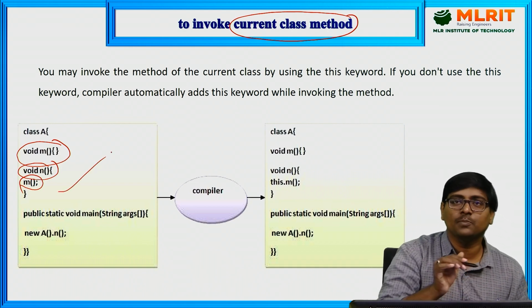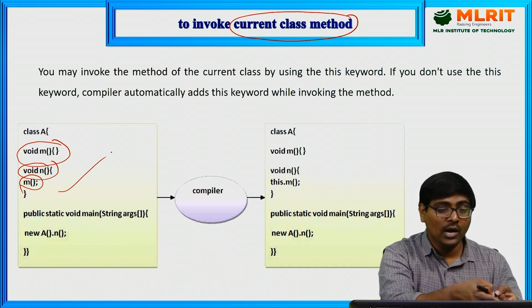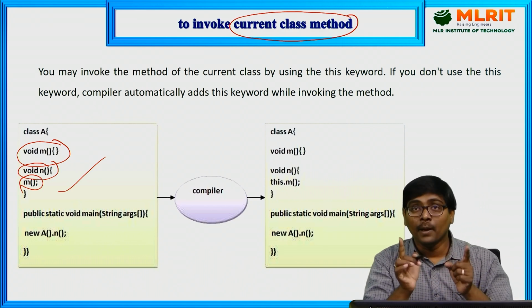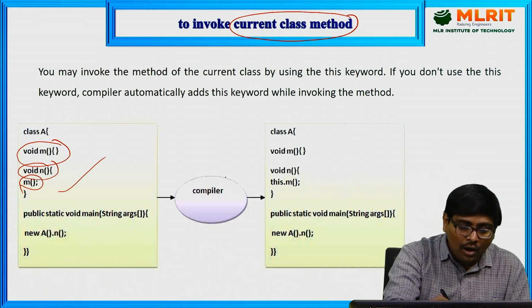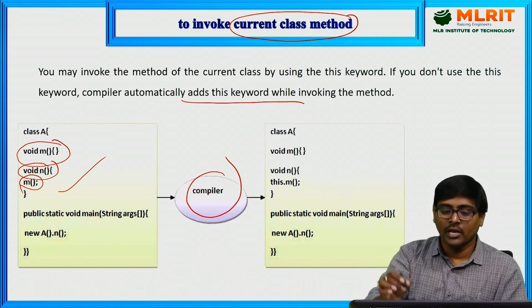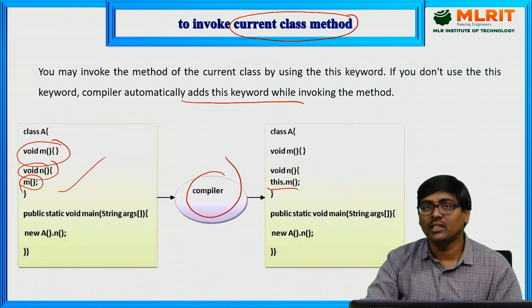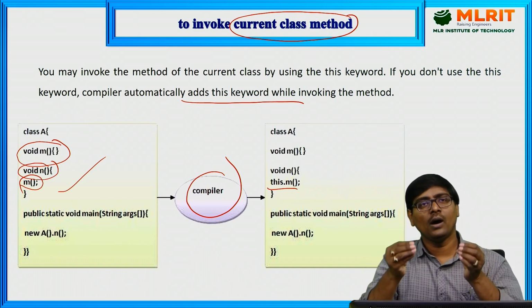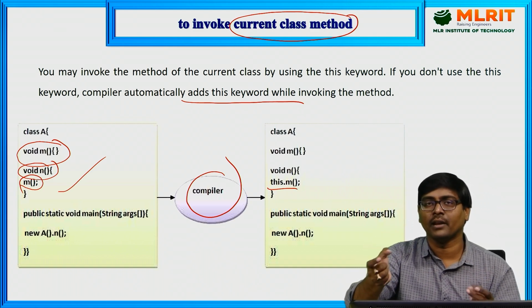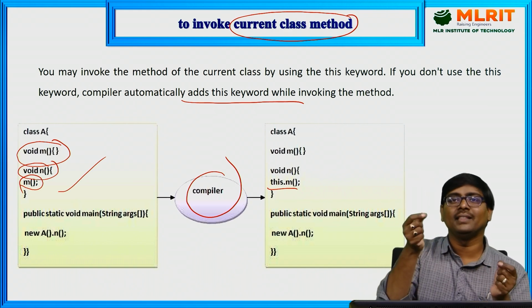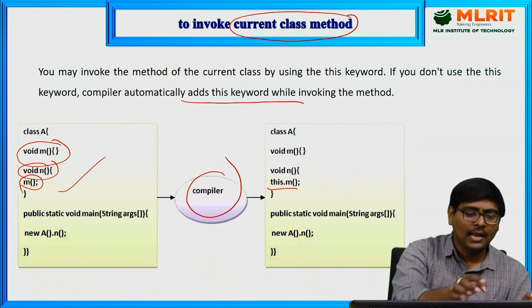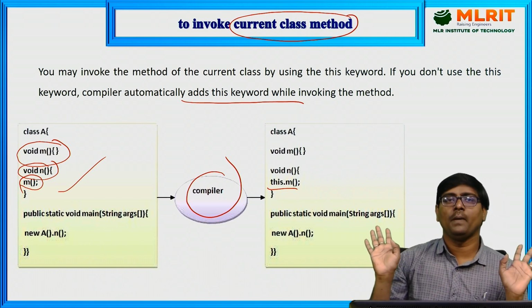100% it works properly. Sir, here we are not using this, but how does it work properly? Remember, by default, the compiler adds this keyword. You need not do anything. Even though you write M to call the current class method, if you want, you can write this dot. Otherwise, if you are not interested in writing it, no problem. The compiler does it automatically.